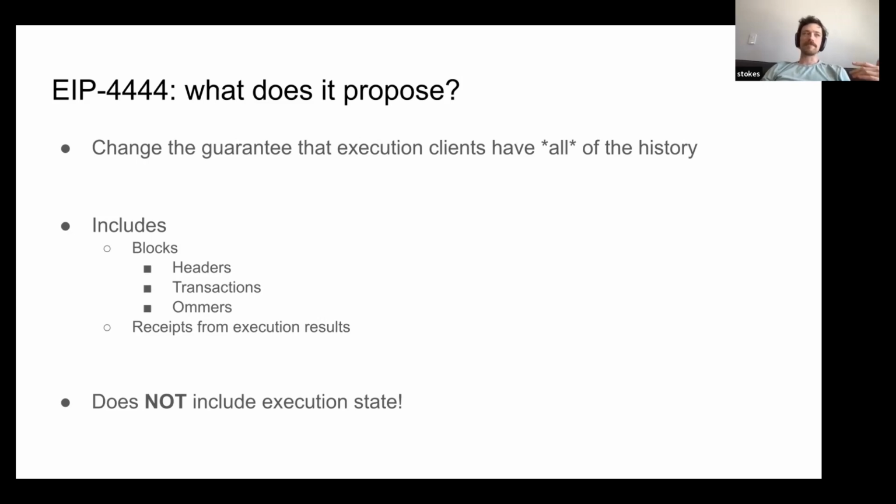What that means is that on the peer-to-peer networking layer, you can no longer get blocks, and that includes the headers of the blocks, the transactions in the blocks, and also ommers, which is just this historical proof-of-work function that's going away with the merge. But either way, they exist and are important for history.